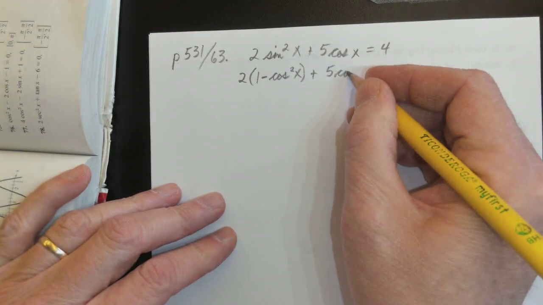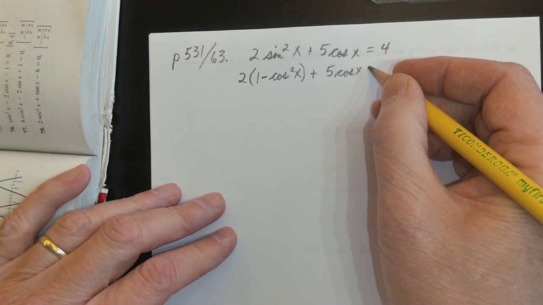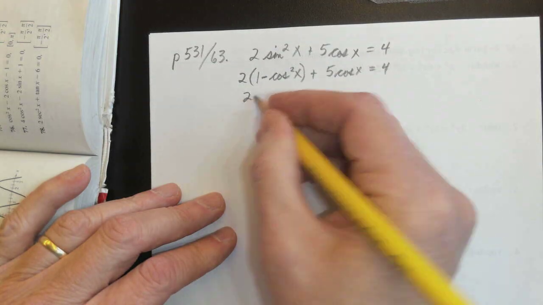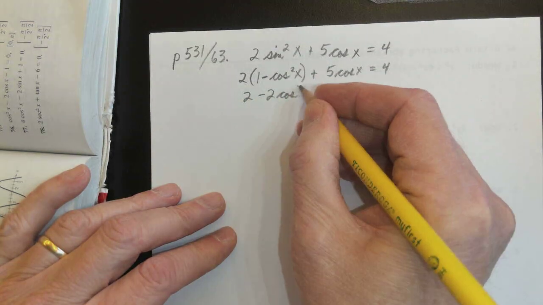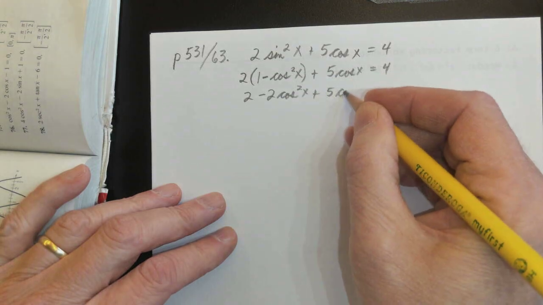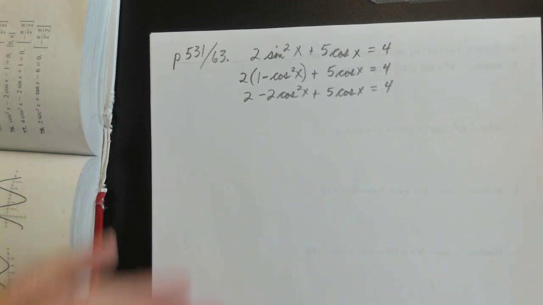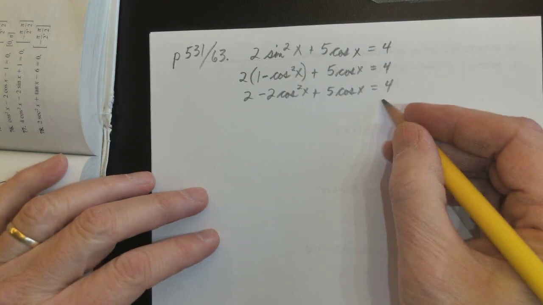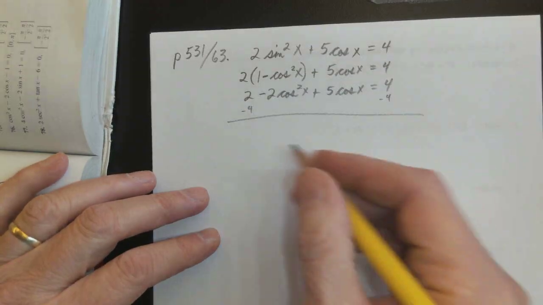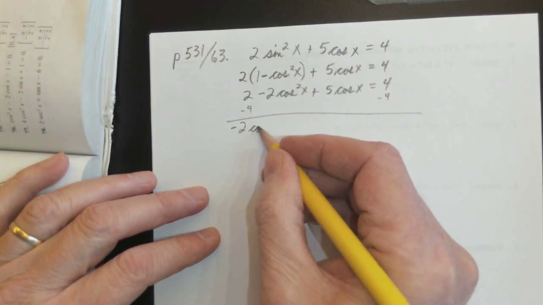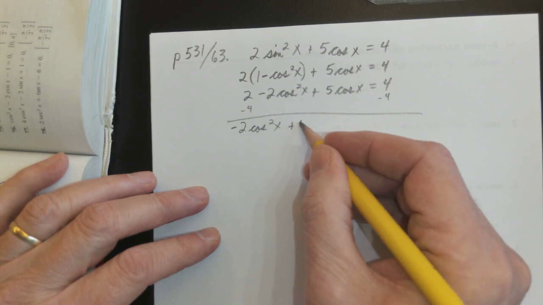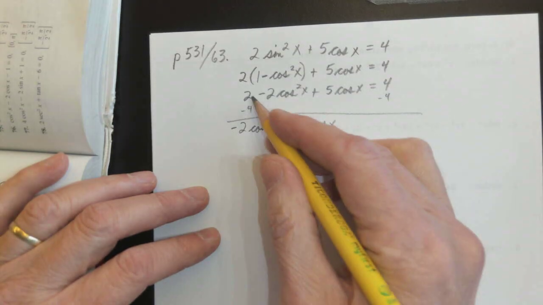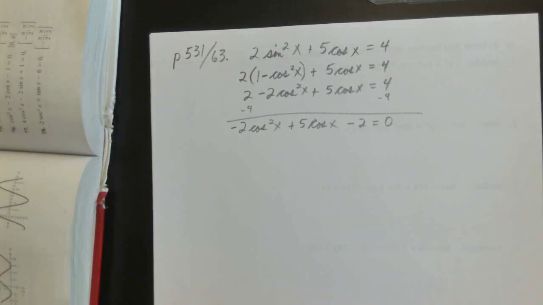Okay. Then we are just dealing with cosines. So I've got 2 minus 2 cosine squared x plus 5 cosine x equals 4, just distributed. When I have this, I want to get it equal to 0. So I'm going to subtract 4 from both sides, and then rearrange it and go negative 2 cosine squared x plus 5 cosine x minus 2 equals 0.